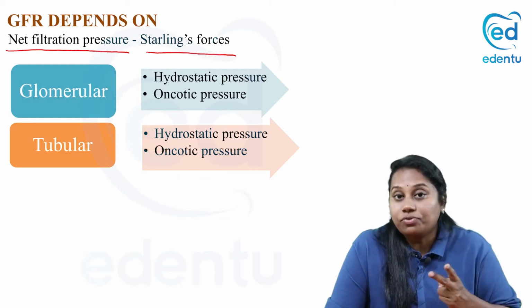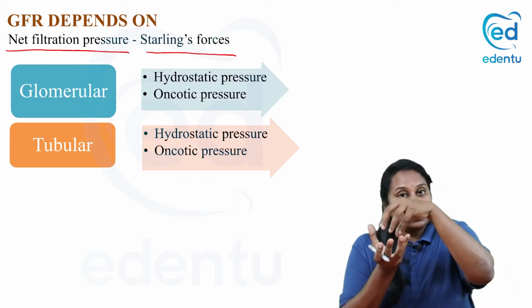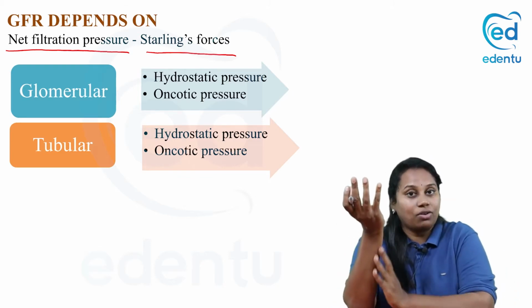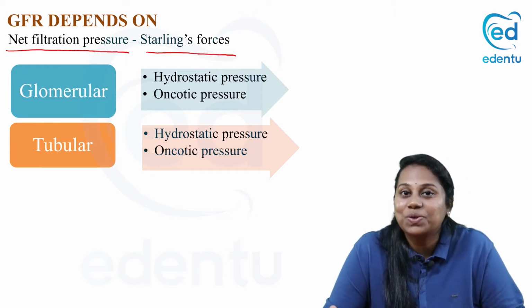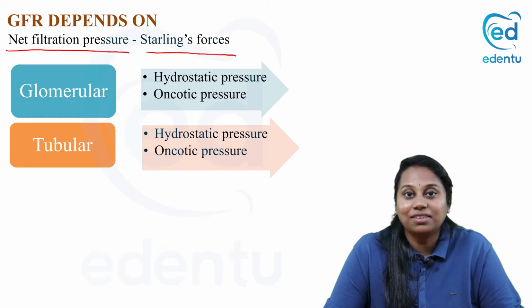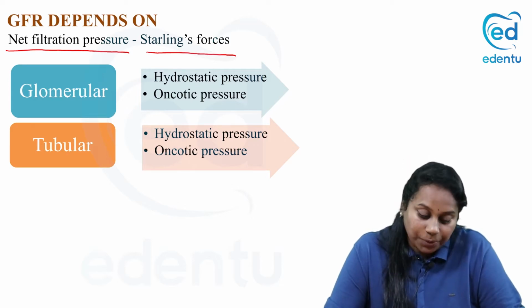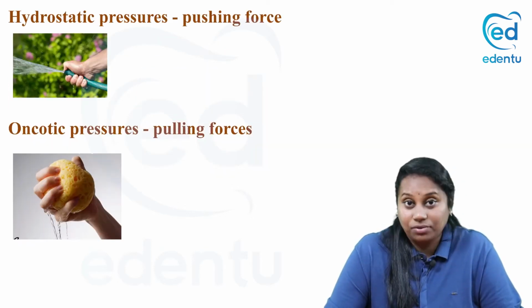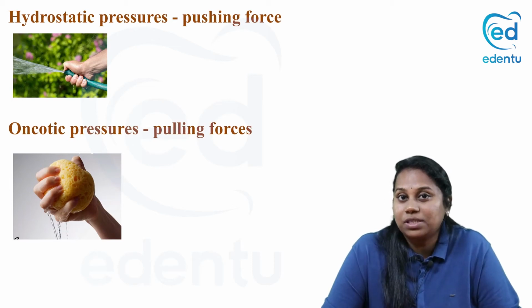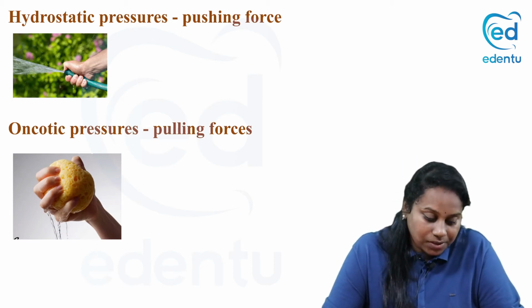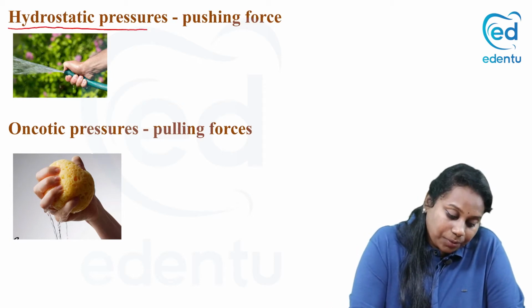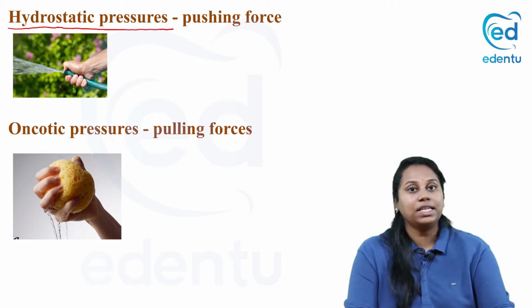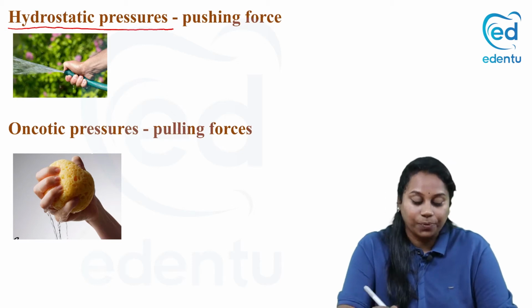There are two forces acting on the glomerular side and two forces acting on the tubular side. So what are the two forces? One is called hydrostatic pressure and the other is called oncotic pressure. Let's learn in detail about these pressures, and we'll come back to the factors. So look at this diagram. Hydrostatic pressure: how can you easily understand it?